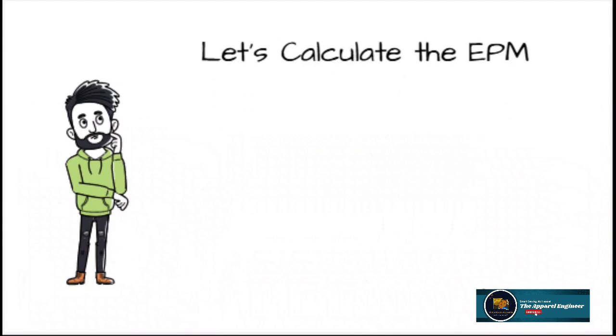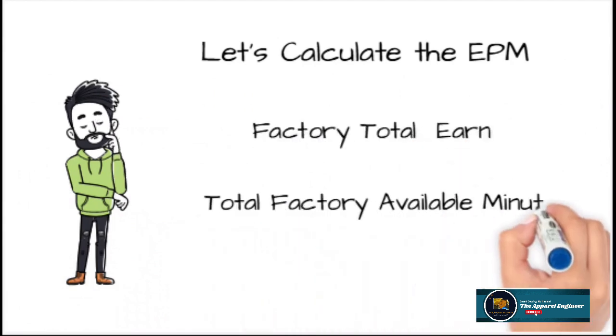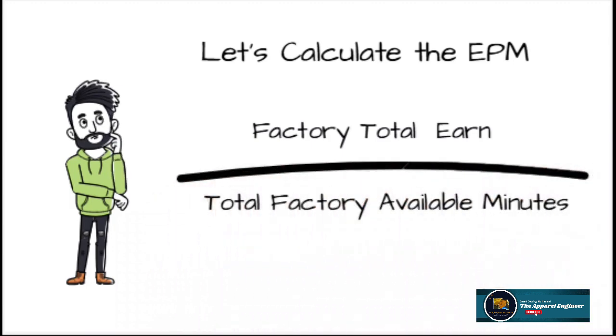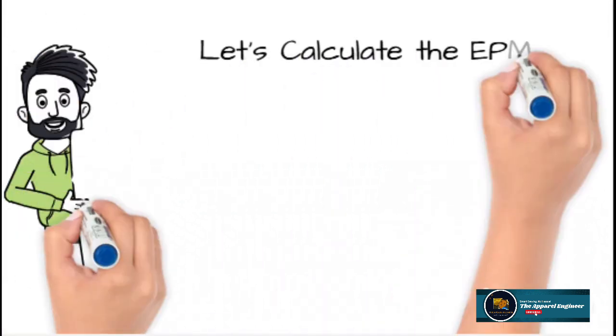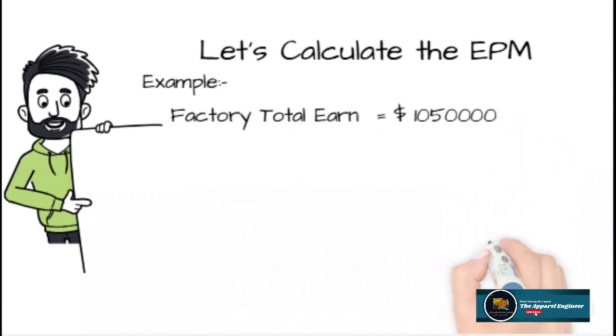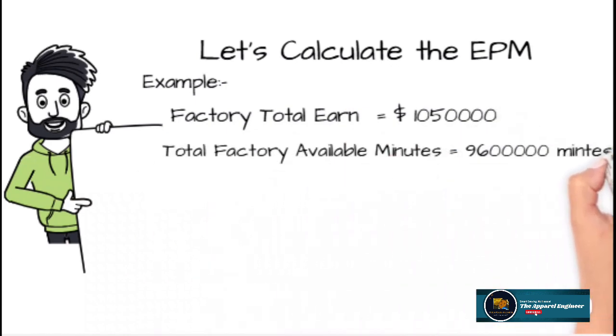Now, let's calculate EPM. To do this, we use the same method as CPM, but instead of total factory cost, we use total factory earnings. Now, let's calculate EPM with an example. Total factory earn equals $1,050,000. Total factory available minutes equals 9,600,000.